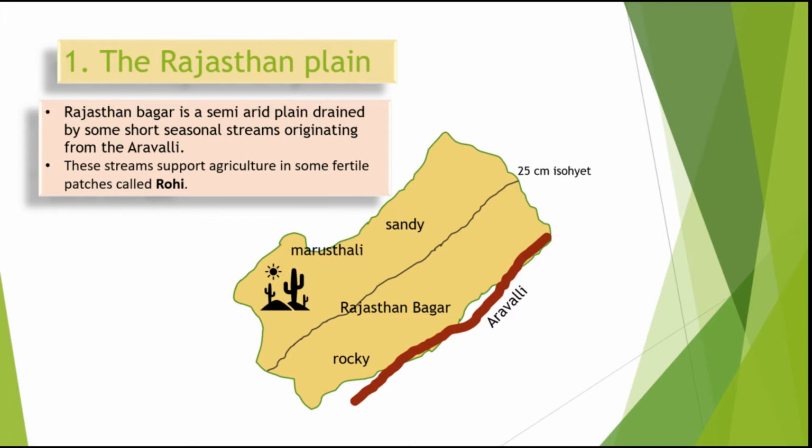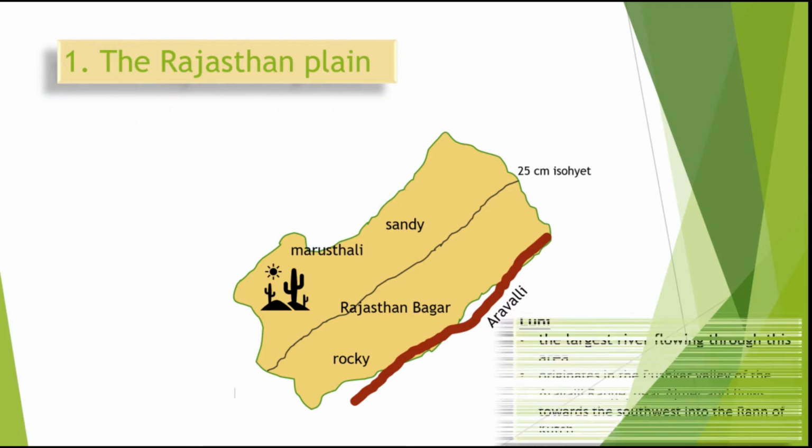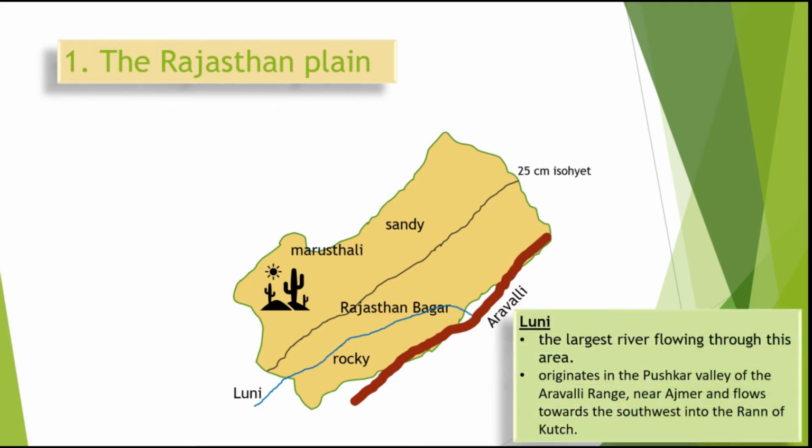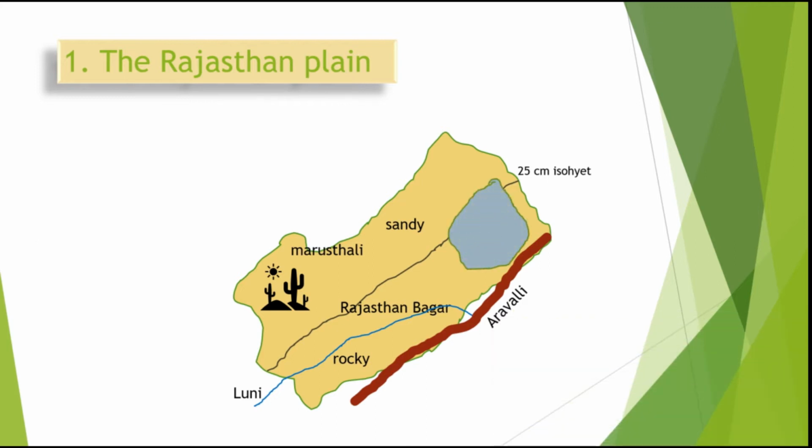Rajasthan Bagar is a semi-arid plain drained by some short seasonal streams originating from the Aravalli. These streams support agriculture in some fertile patches called Rohi. Luni is a seasonal stream. It is the largest river flowing through this area. It originates in the Pushkar Valley of the Aravalli Range near Ajmer and flows towards the southwest and empties into the Rann of Kutch. The northern tract of Luni is a sandy region known as Thali.